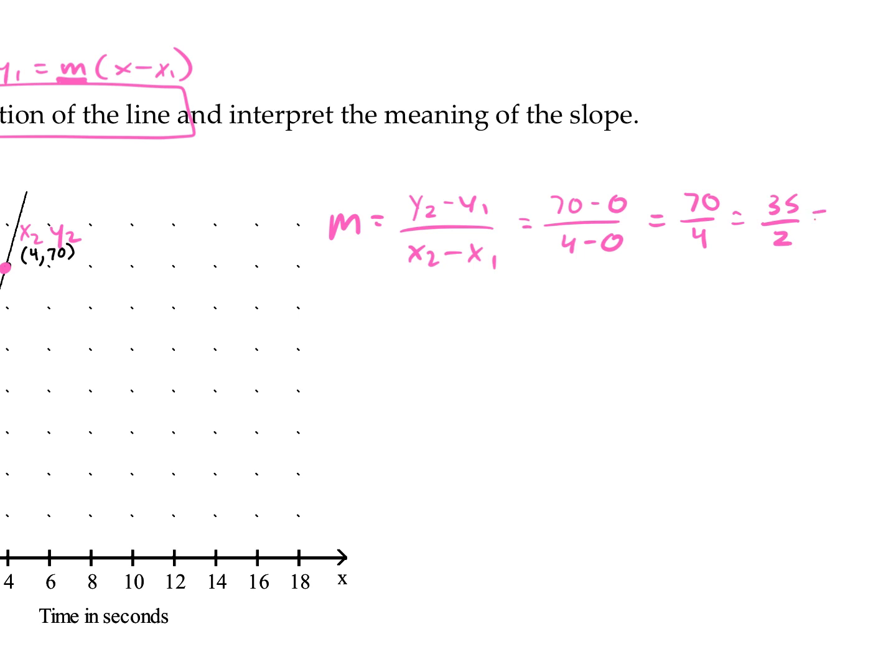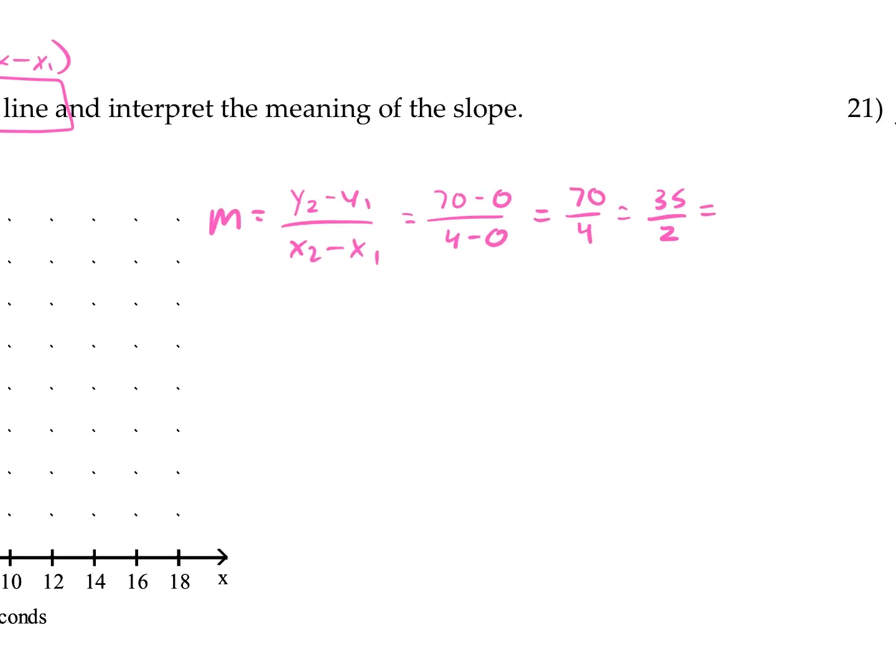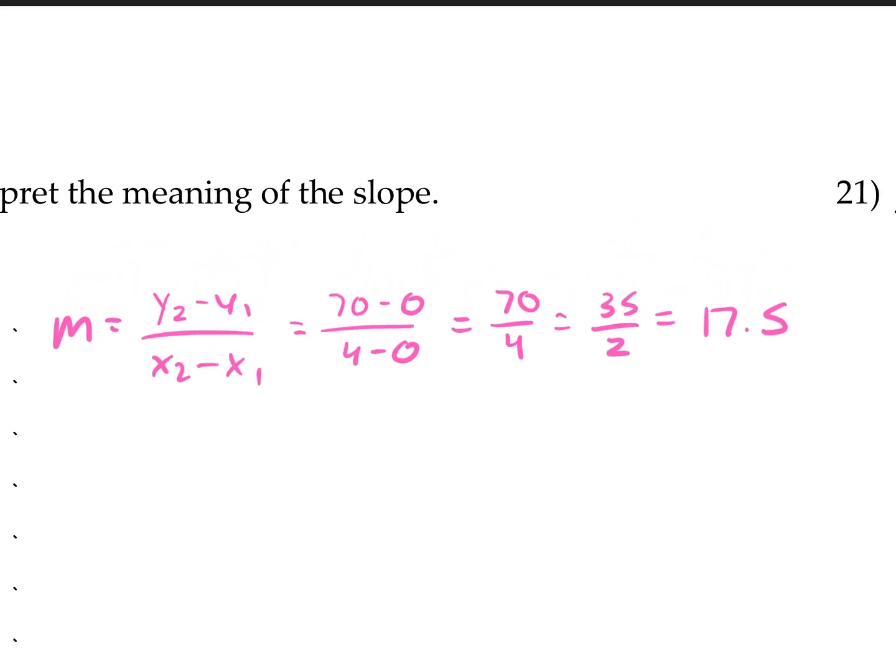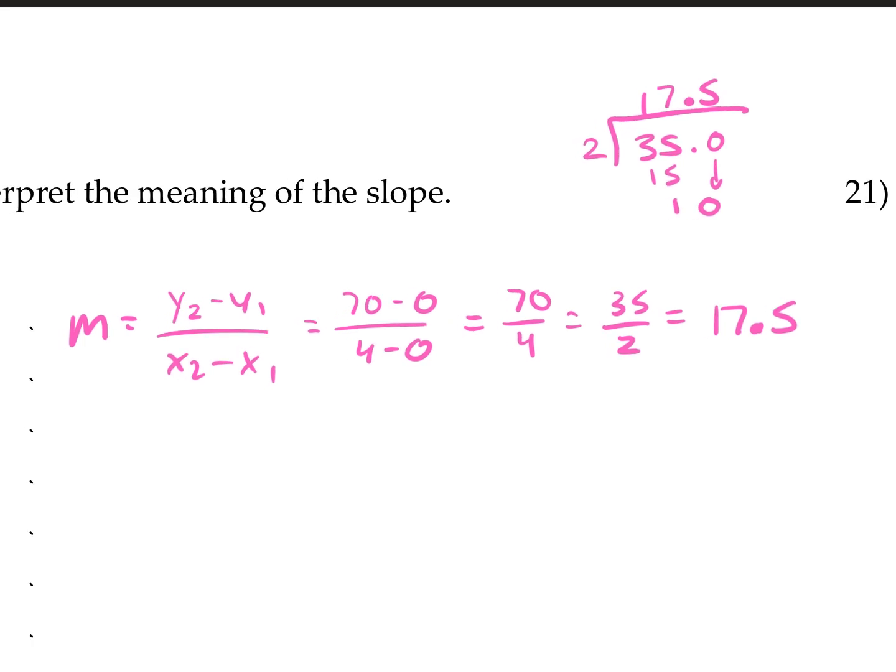And what's 35 divided by 2? 17.5. Awesome. If you weren't sure, divide it. We have 35 divided by 2. 2 goes into 3 once. With 1 left over, 2 goes into 15 7 times. With 1 left over, we drop down the 0. 2 goes into 10 5 times. So if you're not sure right off the top of your head, write it down and divide it out. So our slope is 17.5.